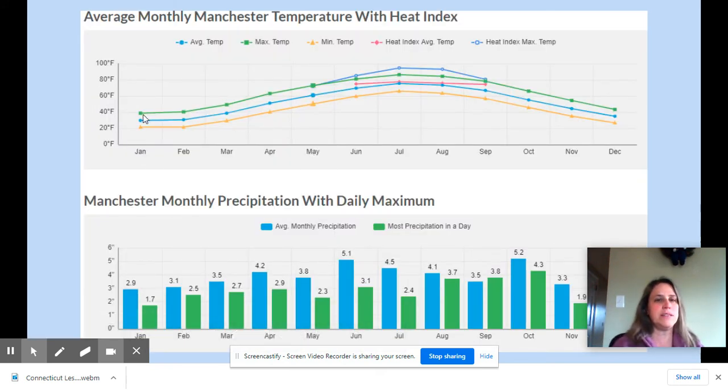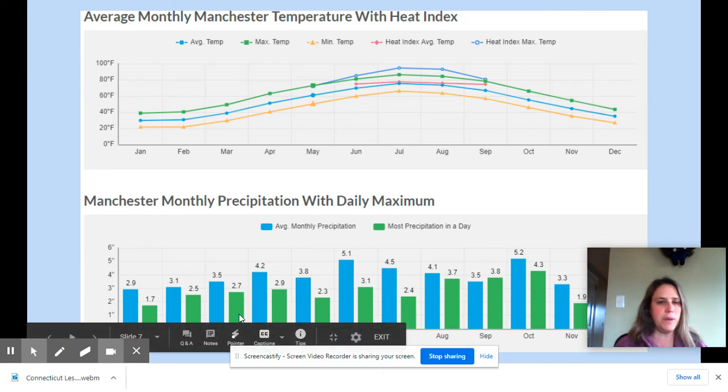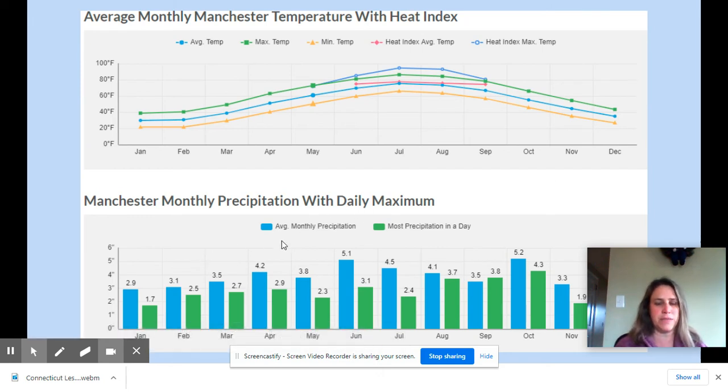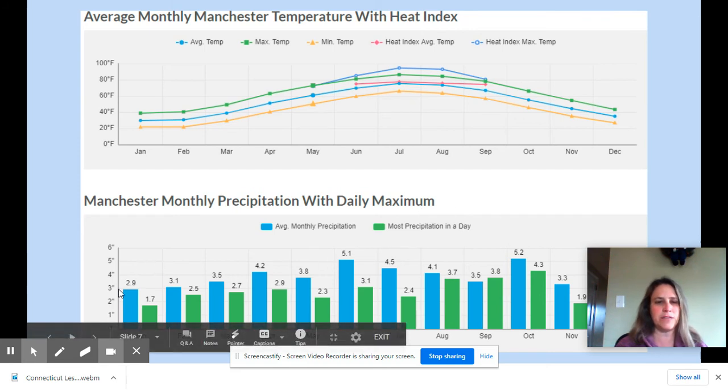Okay, so this is a line graph that shows, if you look at the blue line, your average temperatures going higher, right? And then it starts to drop as you go through the months. And then there's a bar graph down here with your precipitation and the maximum amount in a day. So it's average monthly and maximum amount.